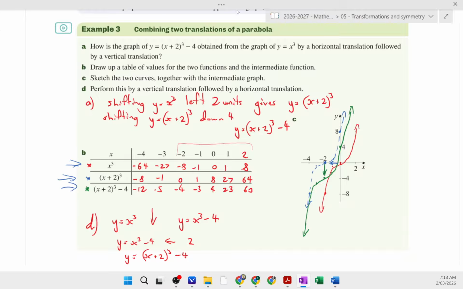We're done. The whole point of that was just to show that we can do both and in any order.